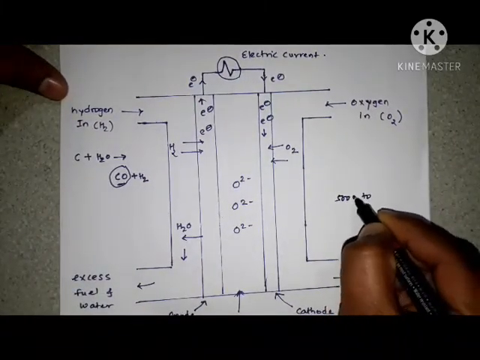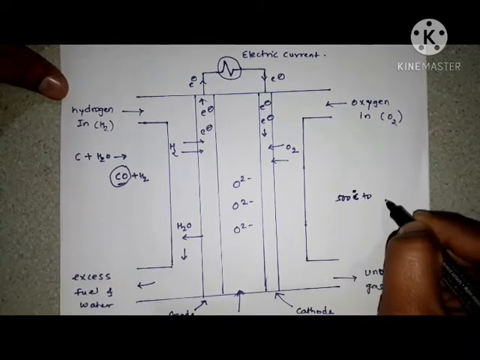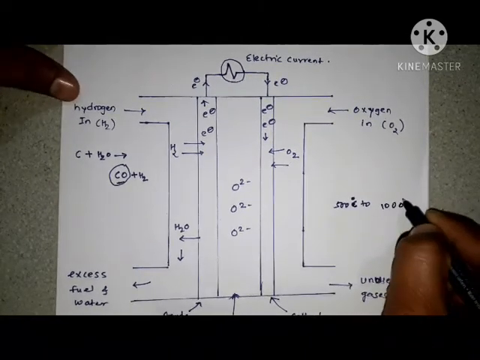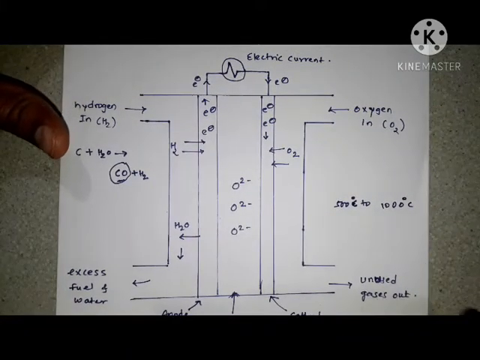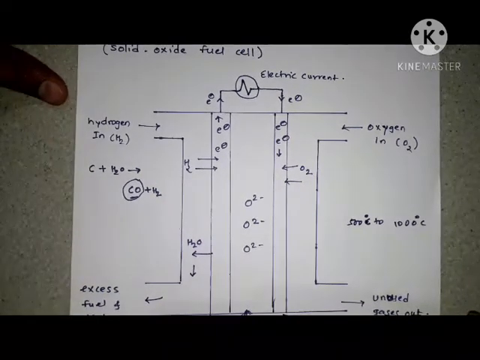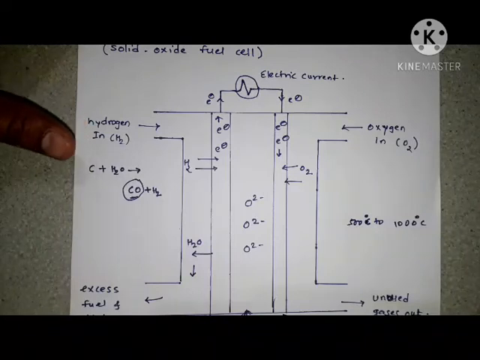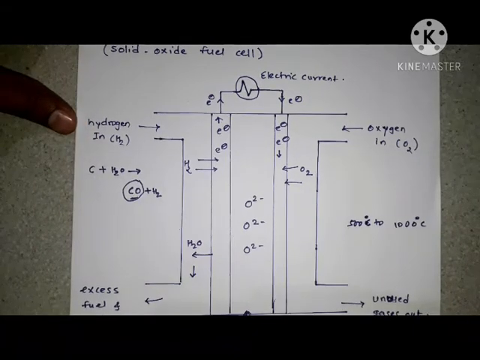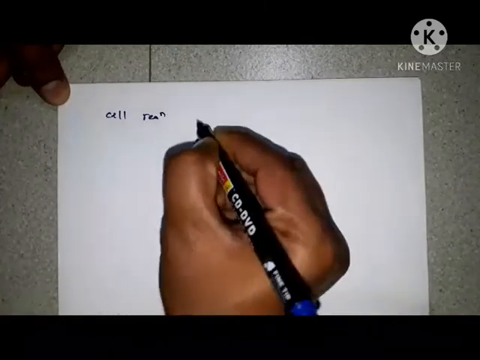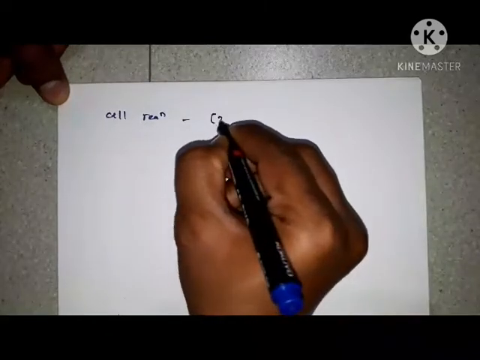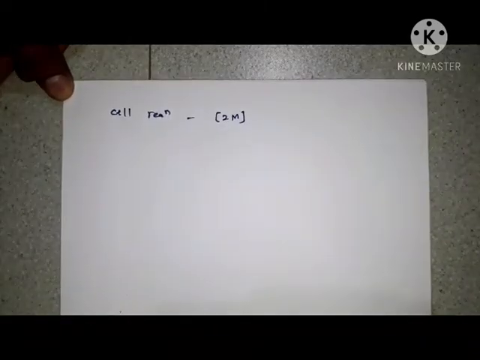500 degrees Celsius to 1000 degrees Celsius. So that is the whole construction and explanation of this solid oxide fuel cell. Diagram for 1 mark and explanation for 1 mark. Then we have to see the cell reaction, cell reaction for 2 marks.